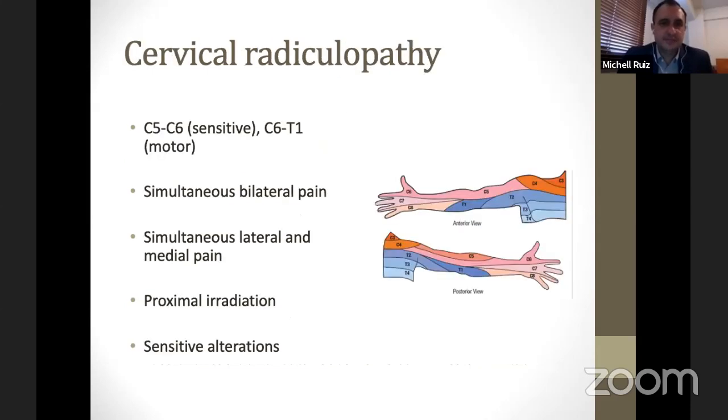following this slide. So, as we said, cervical radiculopathy has very specific signs that we have to take into consideration for the differential diagnosis of lateral elbow pain. The patient is going to experience pain in C5 and C6 dermatomes. And as we can see here, this dermatome is located along the radial side of the forearm, including the thumb and the index finger. But also it may affect the C6 and T1 myotome, from a motor point of view.